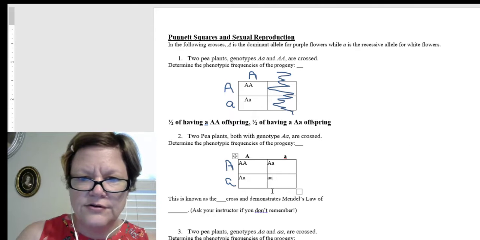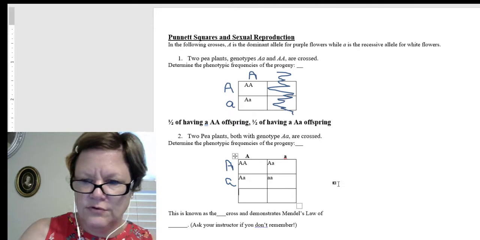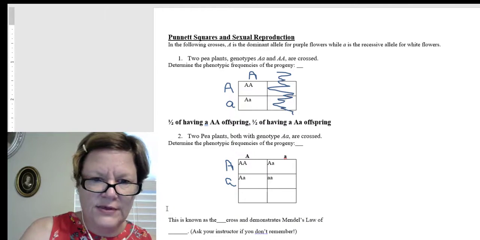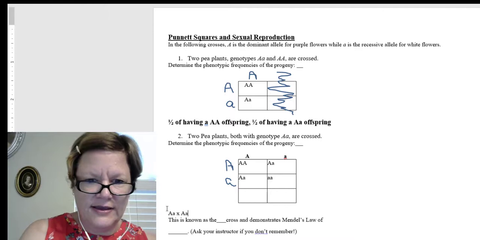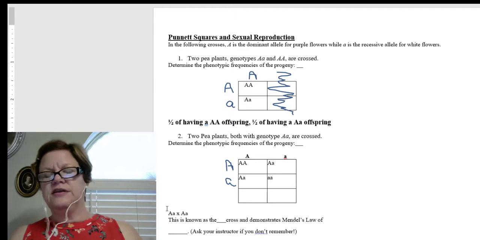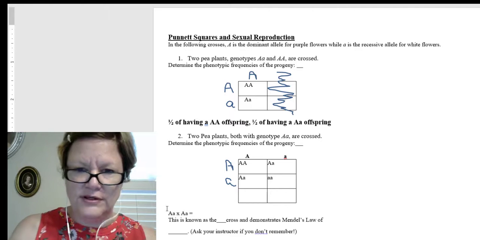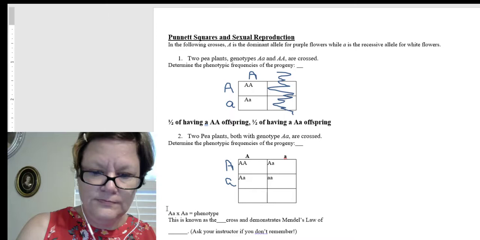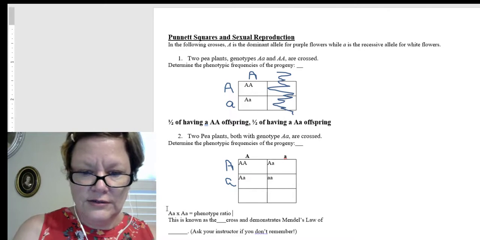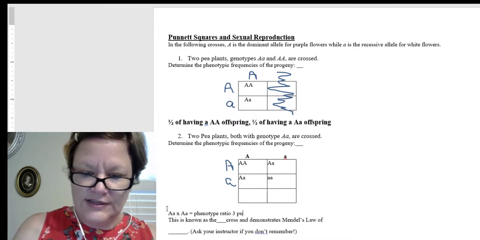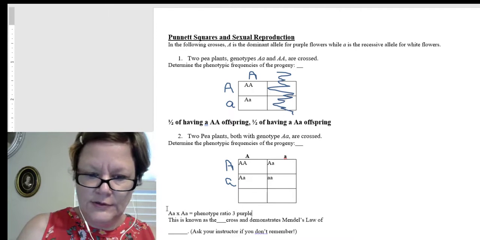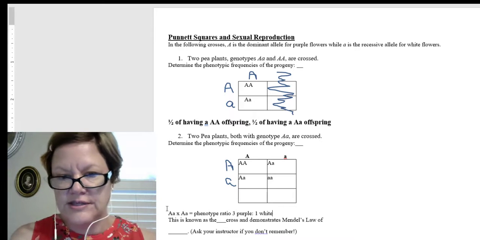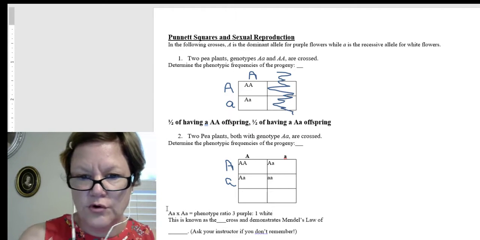So it follows the pattern. I think I mentioned this before. It follows the pattern big A, little a, cross big A, little a as the cross itself, and then the offspring are expected to have, I'll put equals. For phenotypes, the phenotype ratio would be 3 purple, in this case, since big A is purple, for every 1 white flowered offspring. Or you could say 3 out of 4 are purple and 1 out of 4 are white.